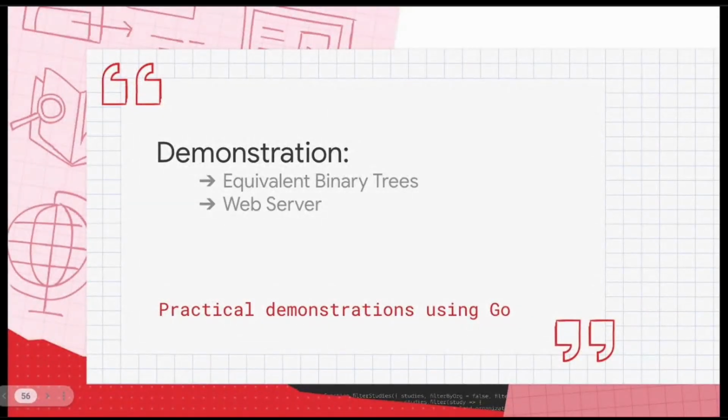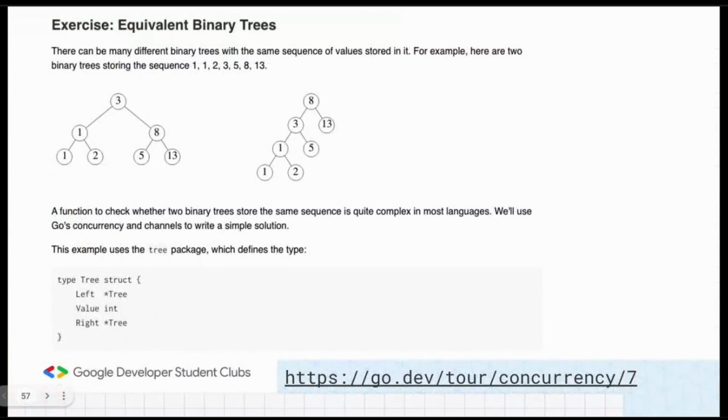Cool, so that's kind of it for the explanation part of this talk. I'll jump over to some short demonstrations now. The first one is an example from the Go tour where they ask us to essentially write some code to determine whether two binary trees are equal. They give us a binary tree struct already, which has left and right subtrees, and each tree node has a value.